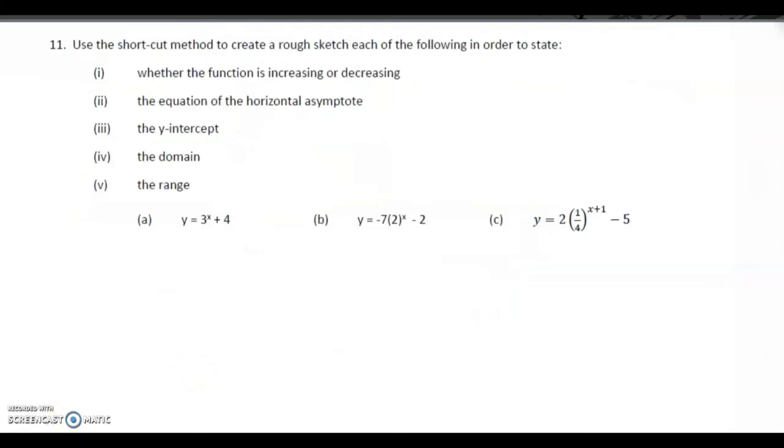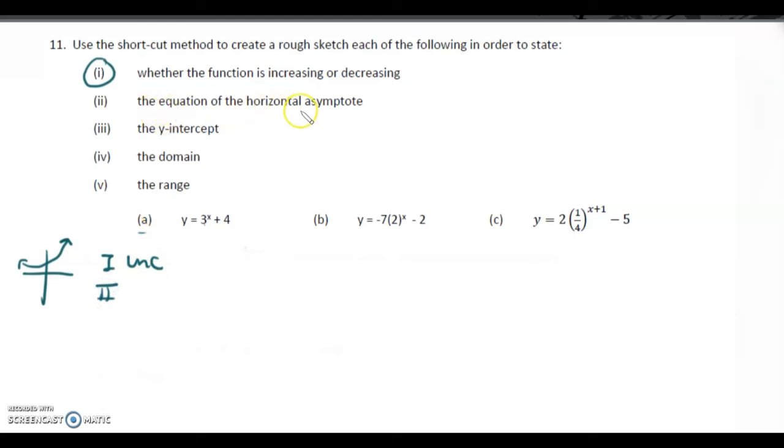Okay, number 11, use the shortcut method to create a rough sketch for each of the following in order to say whether the function is increasing or decreasing. So let's look at A. So 3 to the x we know is going to increase to the right, and there's no reflections, so this just increases.